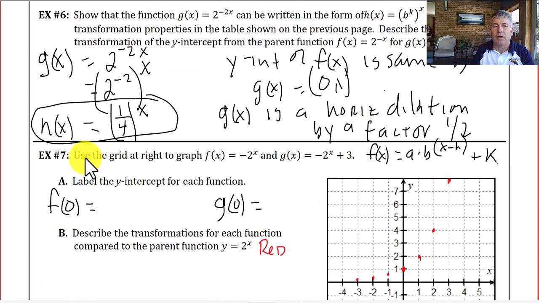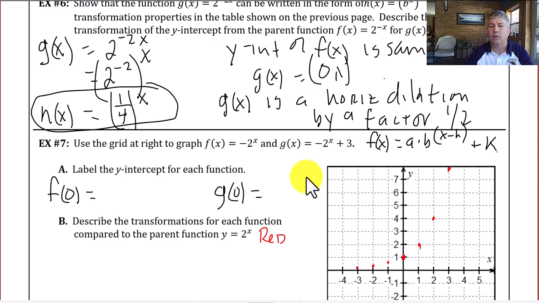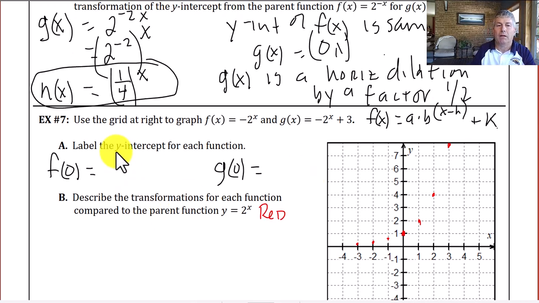Example 7 says, use the grid at the right to graph f of x equals negative 2 to the x and g of x equals negative 2 to the x plus 3. Label the y-intercept for each function. So let's quickly do f of 0. Anything to the 0 power is 1. But that exponent is only on the 2, so it's the opposite of 1, so that does equal negative 1. And then g of 0 is, put 0 in for x, and we get negative 1 plus 3, or we get 2.